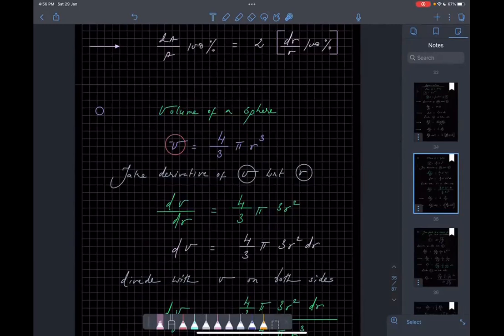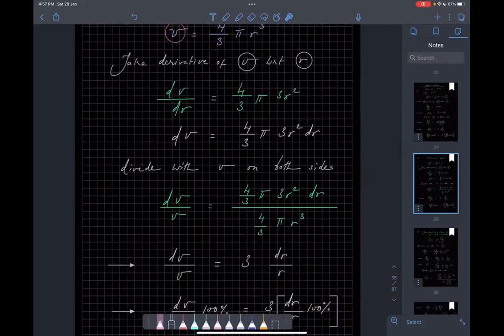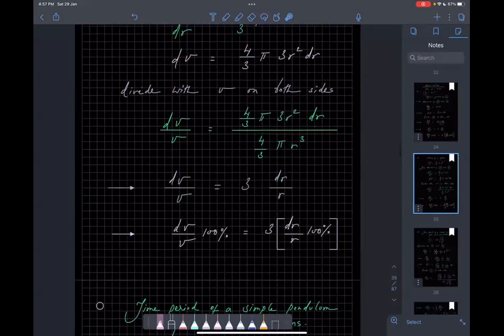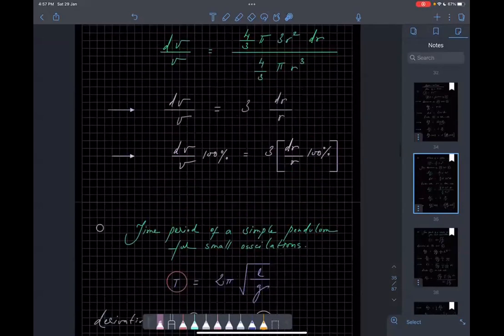Sir, if we consider volume, if radius increases by 1%, then volume will increase by 3%, no, sir? Yes. Volume of a sphere is 4 by 3 pi r cube. Derivative of volume is 4 by 3 pi into 3r square. Dividing by volume on both sides, here I divide by V, here by 4 by 3 pi r cube. Pi will cancel, 4 by 3 will cancel, and r square and r cube will cancel. So dV by V is equal to 3 dr by r. Correct? So you understood the story, I guess.